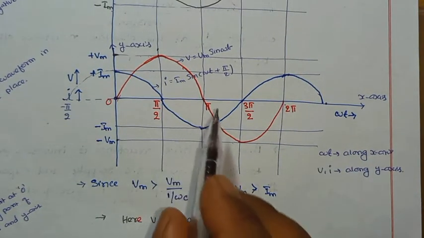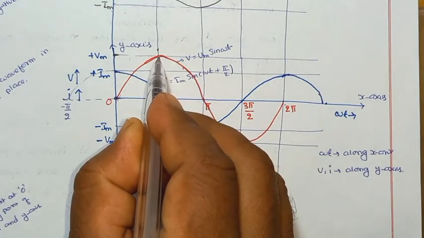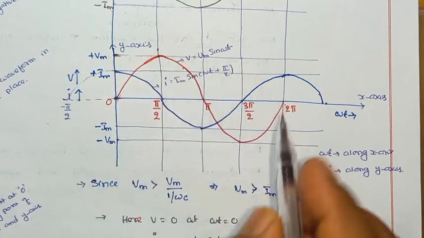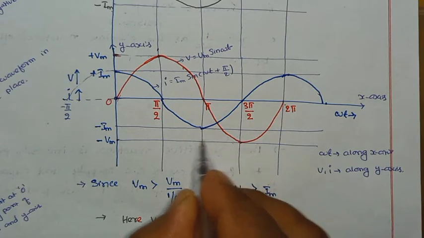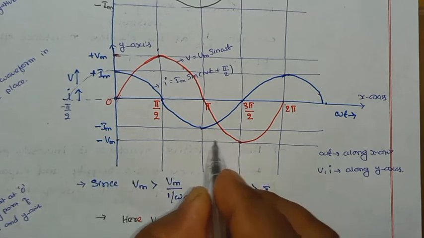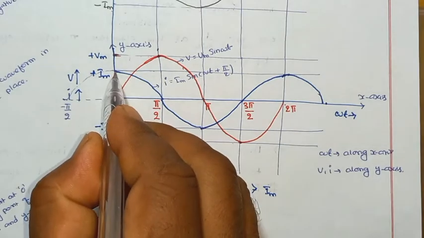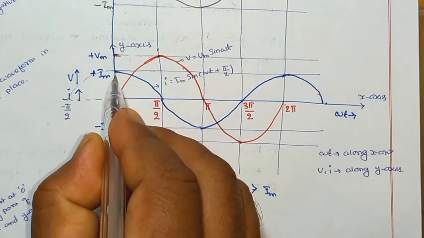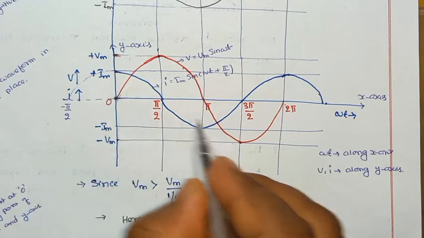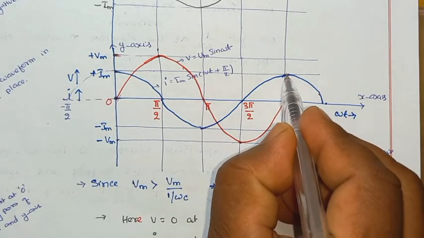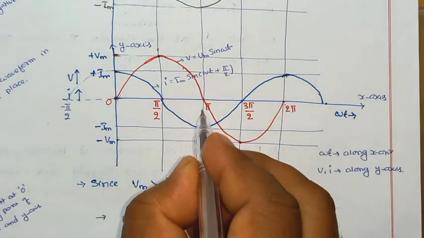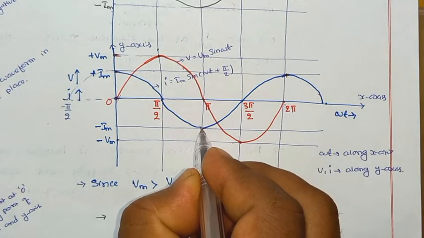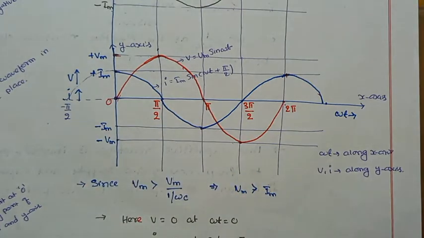So this is the peak value of the voltage, that is positive maximum, plus Vm. This is the peak value of the voltage, that is negative maximum, minus Vm. Similarly, this is the peak value of the current, that is positive maximum, plus Im. This is also positive maximum current, plus Im. This is the peak value of the current, negative maximum, that is minus Im. ठीक है?